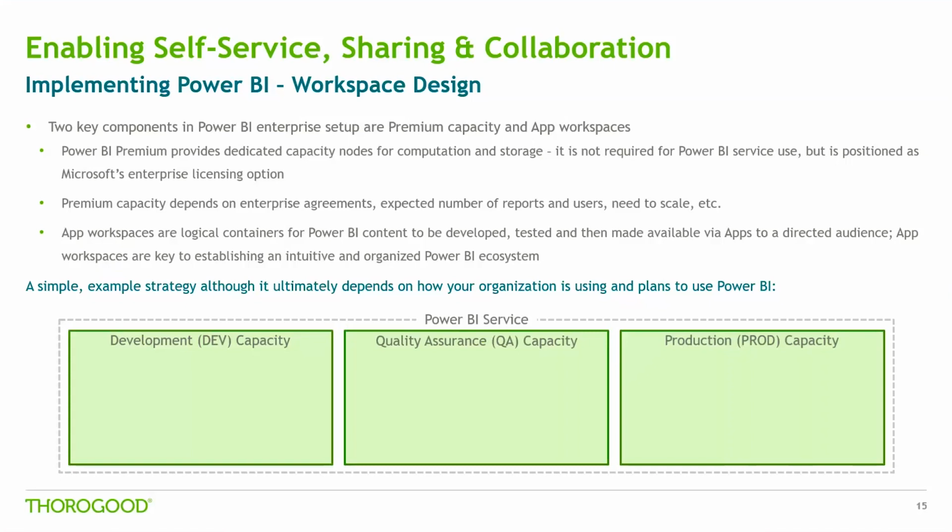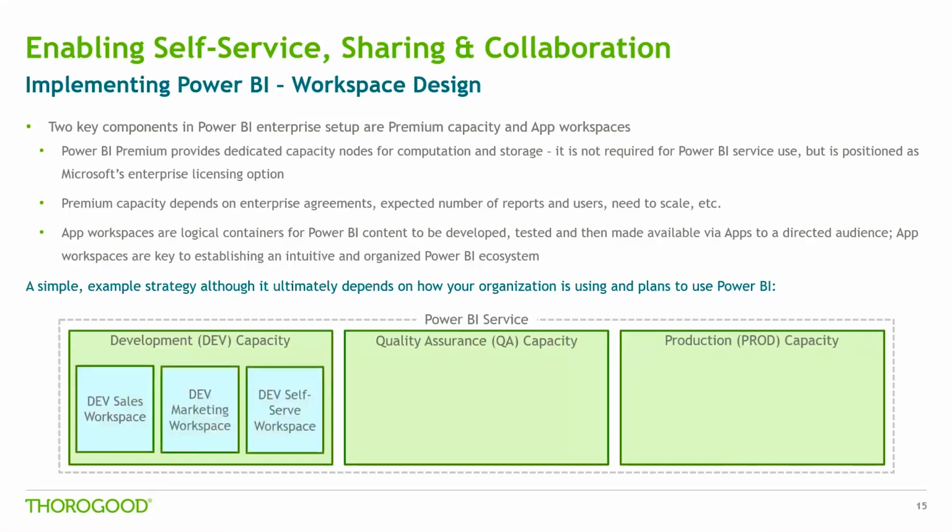You might have 4. You might have multiple. Maybe it's segmented by company or something like that. But let's say we just have a simple dev, QA, and production capacity, which are sized appropriately. Maybe production is quite a bit stronger. Within that, and I'll start over here at Dev, we have multiple workspaces, and this is just an example.